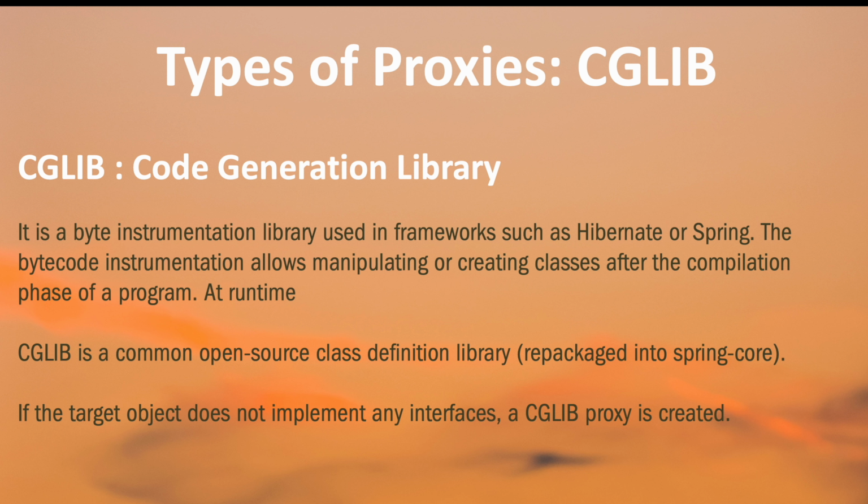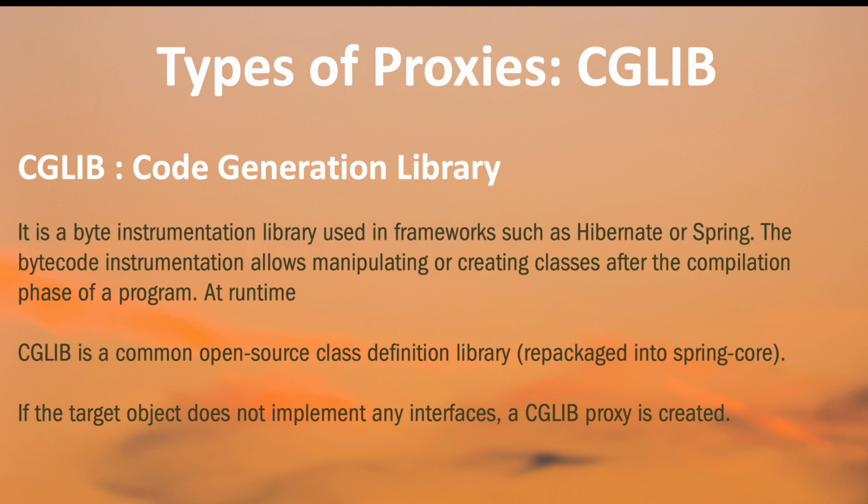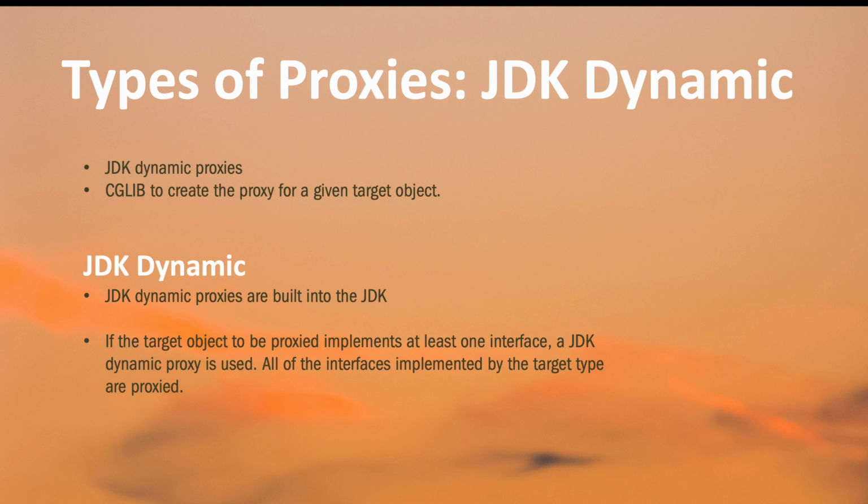So if a target object does not implement any interfaces, it means you won't be able to have a JDK dynamic proxy or interface proxy. I forgot to mention JDK dynamic proxies are also called interface-based proxies. So if the target object does not implement any interface, the only option you have is to create a CGLIB proxy, which Spring will actually create for you. So JDK dynamic proxy is the default proxy mode or mechanism that Spring will choose for you as a developer.